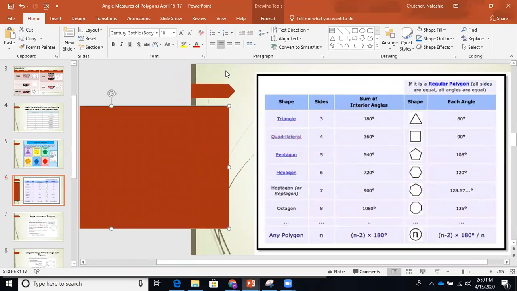Okay, so you'll notice that this works with any polygon using your n. So it's just n minus 2 times 180. And then once you have that answer, you just divide by n, okay? Just like we did on all of these. Does that make sense? I hope.